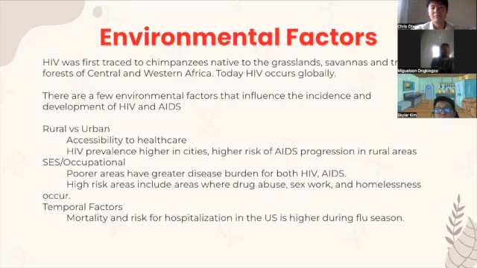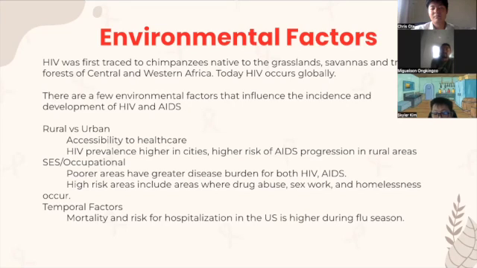Next slide. In terms of external environmental factors, HIV was originally discovered in Central and Western Africa in chimpanzees. It's related to SIV, the simian immunodeficiency virus. A number of environmental factors influence the incidence and development of HIV and AIDS. Rural environments are more likely to have HIV progress into AIDS, and urban environments are more likely to have a higher load of HIV cases. This is due to the structure of the environments themselves.